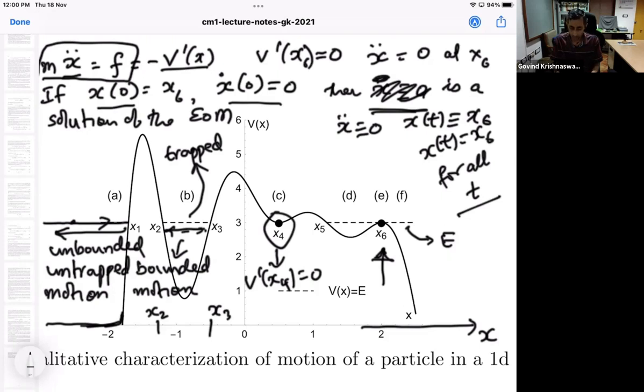On the other hand, the particle cannot be found at x equal to 0. It's not allowed, because at that point, given that the energy is 3, the potential at that point exceeds 3. It's a little over 4, and therefore the particle simply cannot be present at the origin. So we say that is forbidden. In fact, this entire region between x3 and x4 is forbidden.